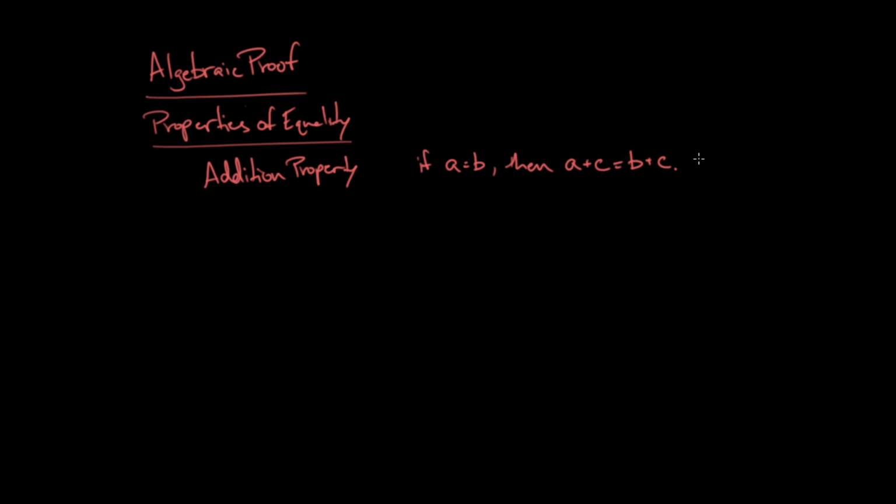So if a is equal to b, then I can, of course, add some other number to both sides of this equation, and it's still a true statement. So that's my addition property. I can do the same thing with subtraction. I have a subtraction property of equality. And it says pretty much the same thing, just for subtraction, so that if a is equal to b, then I can subtract something from both sides of my equation, and I still get a true statement.